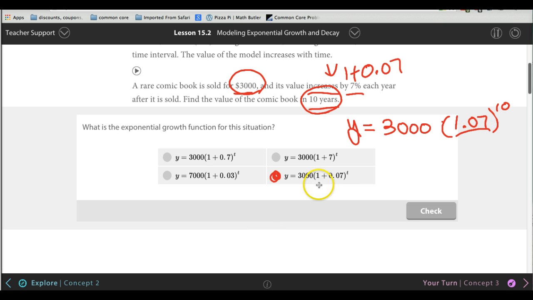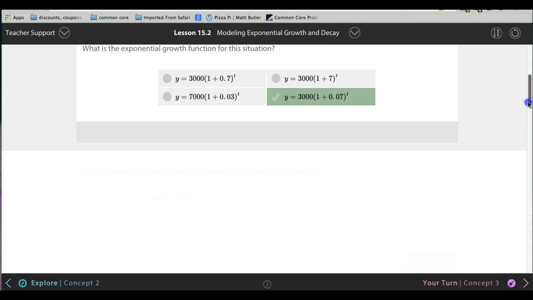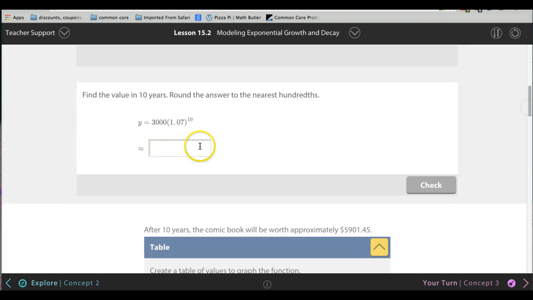I did the 1.07, but that means 1 plus 0.07, I talked about it right here. And of course, I wrote the t in the beginning, but it already gave us the number 10, so we can just plug that in. Let me just click on this to show you that this is correct. If you check, here's the check mark. And then when you go down, obviously, they plugged in the 10.